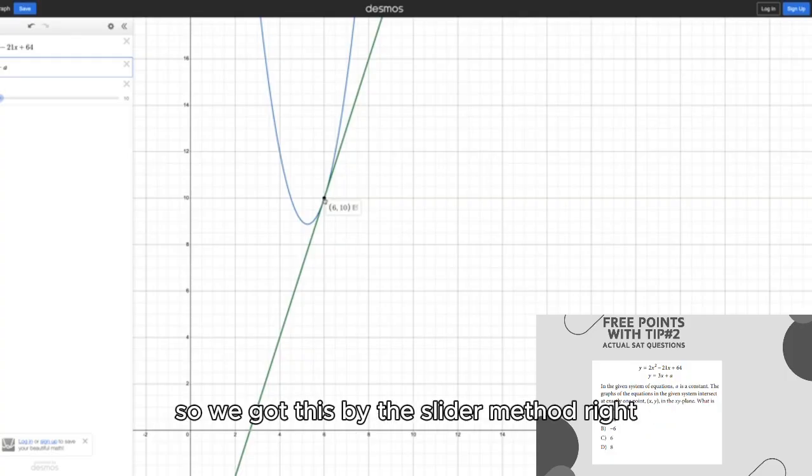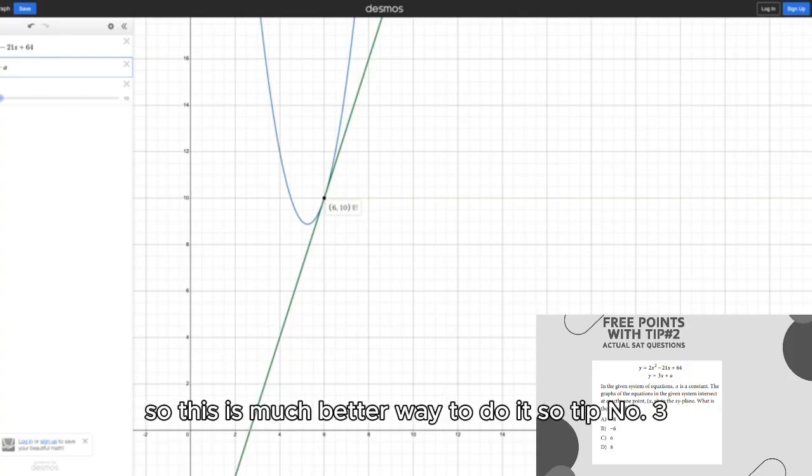So we got this by the slider method, right? If you're doing this on paper, that's way longer, right? So this is a much better way to do it.